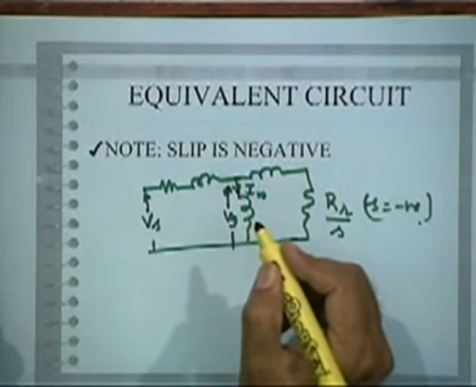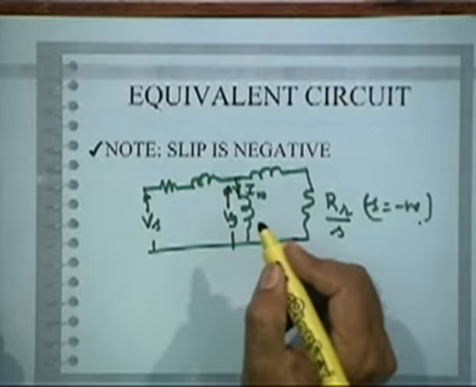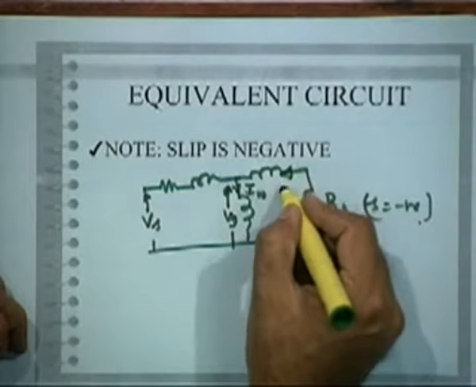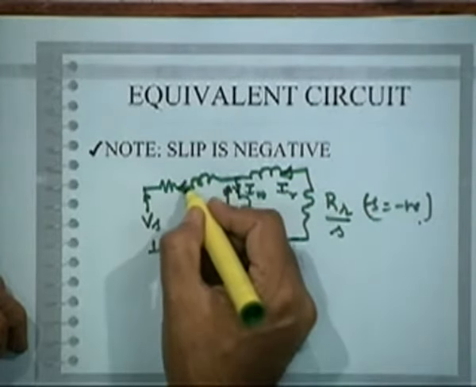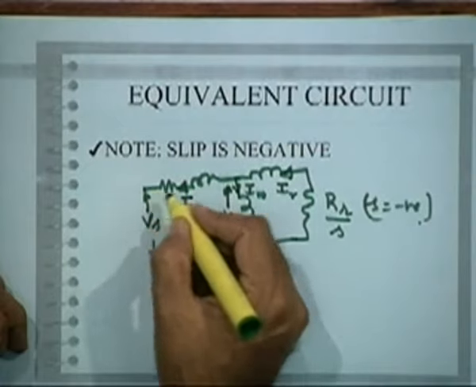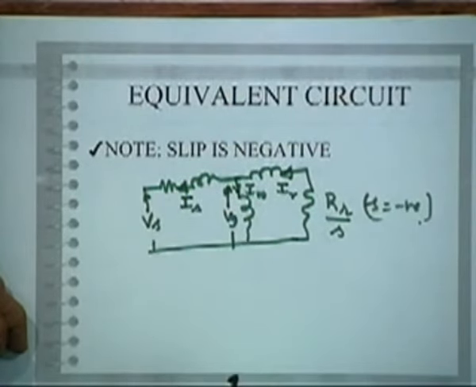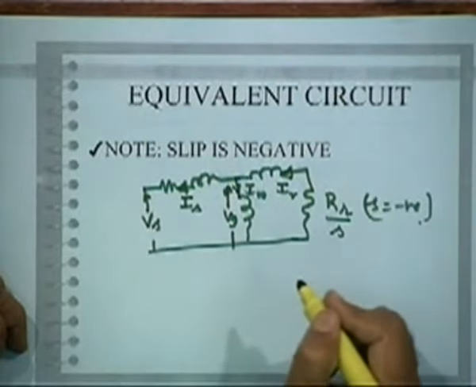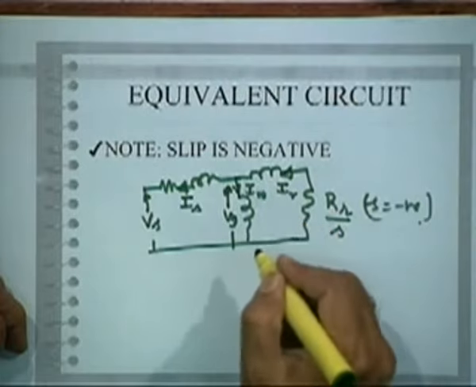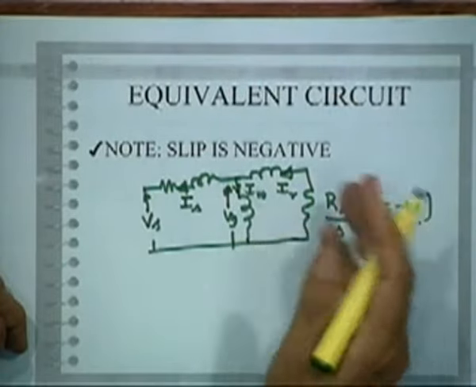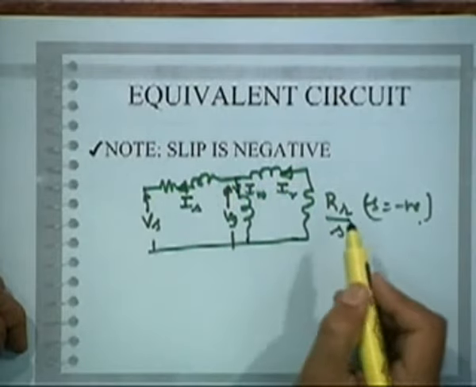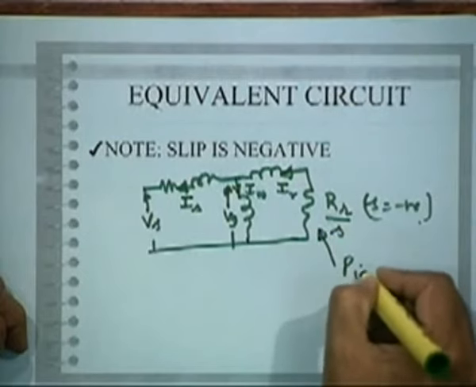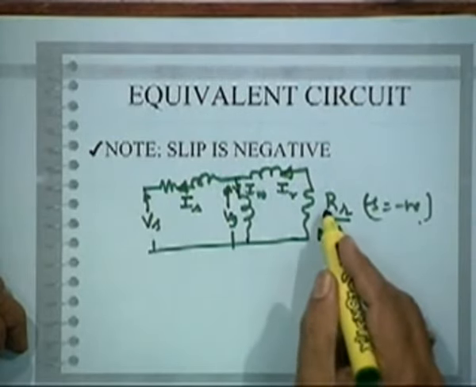What will be the direction of current? As a generator, actually this will be the direction of current IR, and this will be the current IS. So current is now going to the grid. This is the main difference that you will find in the equivalent circuit. Okay. So there is a current going out like this because slip is negative. So you are feeding power into the rotor.